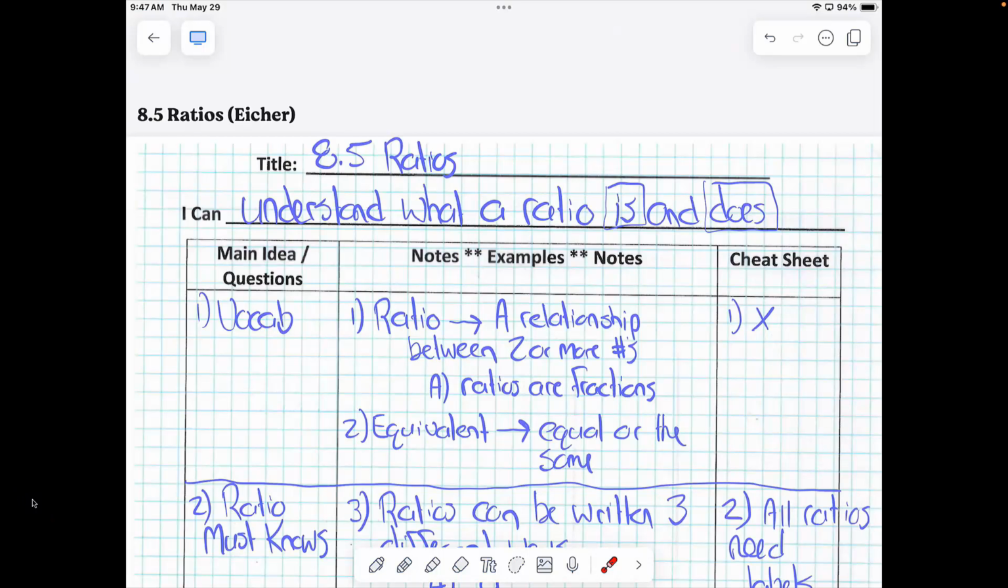Hi guys, class. Today we finished ratios, 8.5. Do you understand what a ratio is?